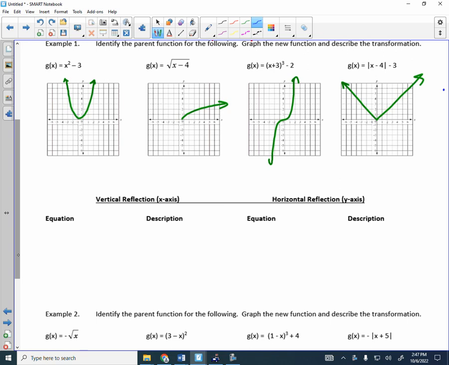Is the minus 3 on the inside or outside? Outside. So is it going to impact it vertically or horizontally? Vertically. So it's going to be down 3. Well, that's easy. The next one, is the 4 on the inside or outside? It's on the inside. So will it impact it horizontally or vertically? Horizontally. So is it going to move it right 4 or left 4? Right 4. Very good. Opposite of what you think. The next one, the 3. What's that going to do? Left 3 units. How about the 2? Good. Left 3, down 2.